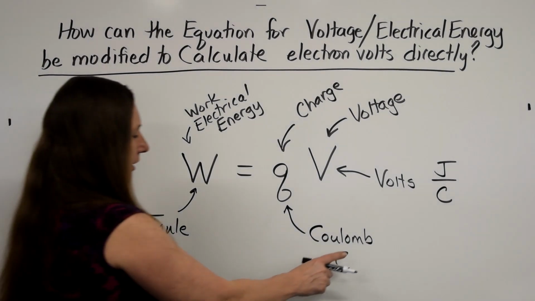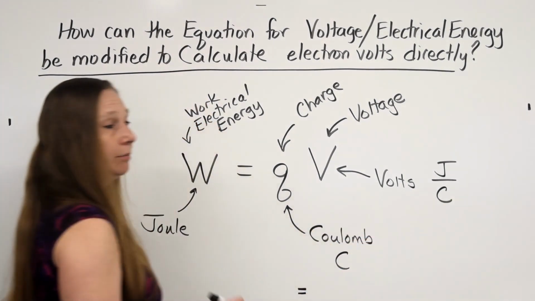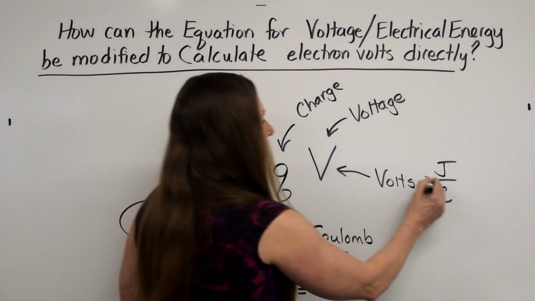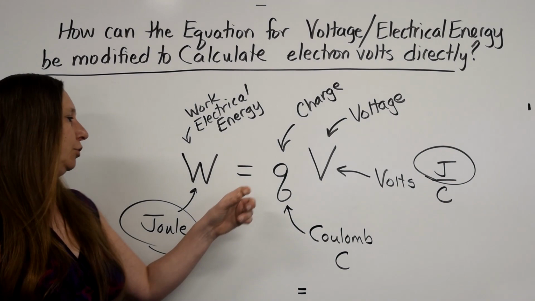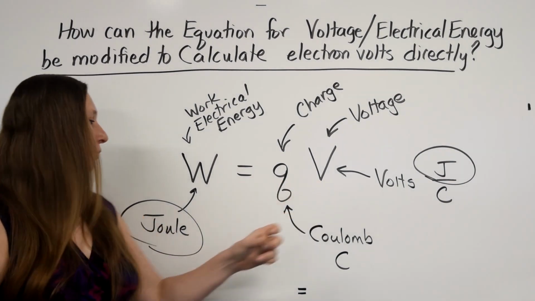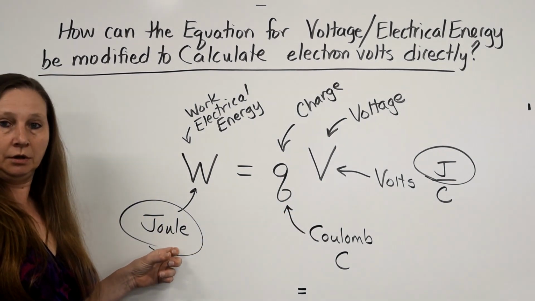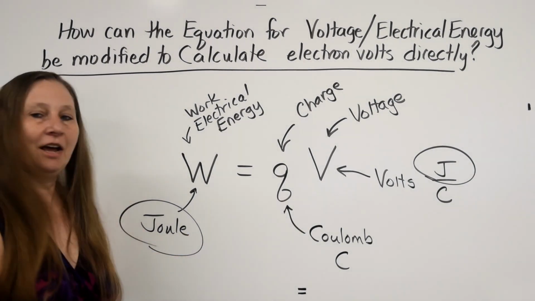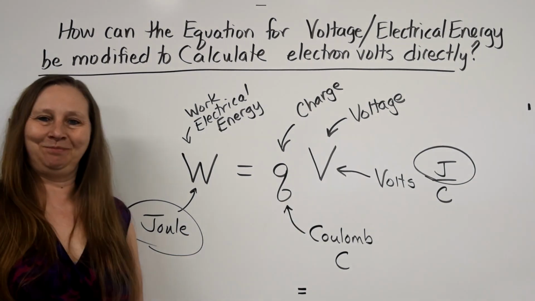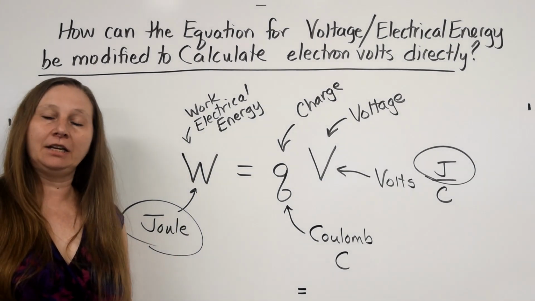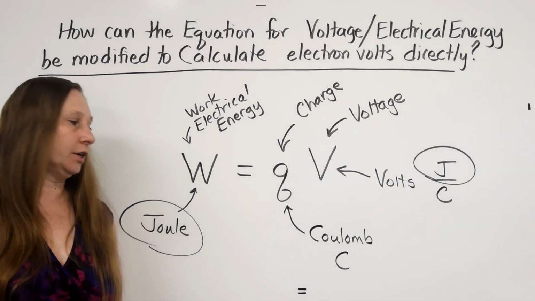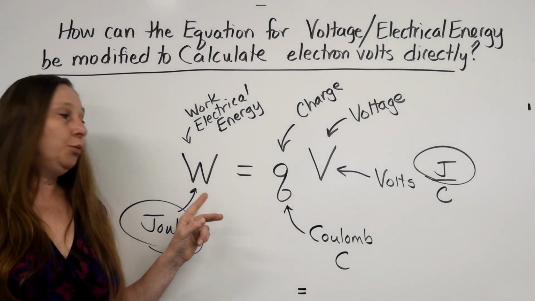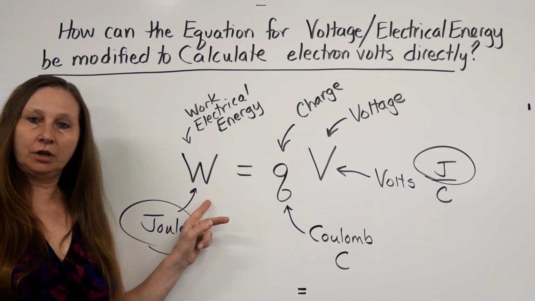So you're going to see that the coulombs and these coulombs are going to cancel. So one way or the other, you're going to get joules. If you put in coulombs and volts, you get joules. Right? If you put in joules, you get coulombs and volts. Now let's look at the electron volt version, where instead of getting joules for electrical energy, we will get electron volts directly.